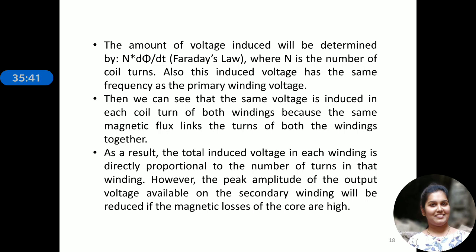So now we can see that the same voltage is induced in each of the coil turns of both the windings, because the same magnetic flux links the turns of both the windings together. As a result, the total induced voltage in each winding is directly proportional to the number of turns in the winding. However, the peak amplitude of the output voltage available in the secondary winding will be reduced if the magnetic losses of the core are high.